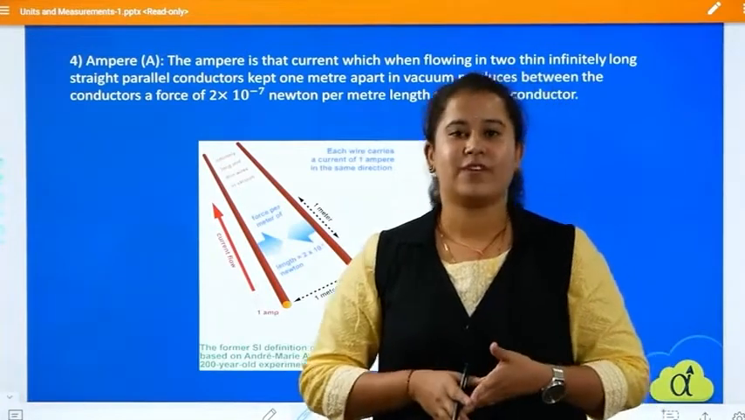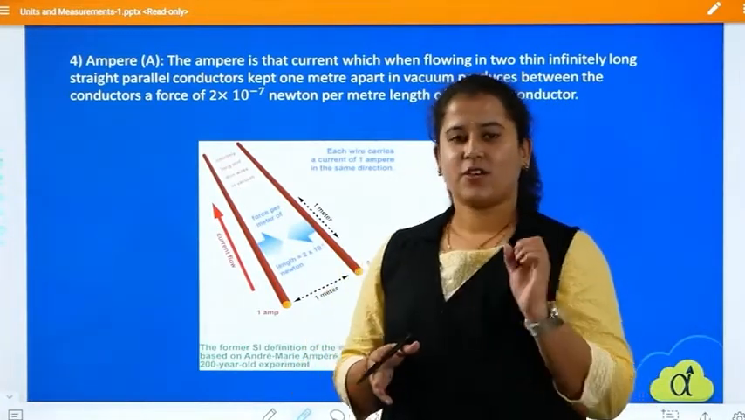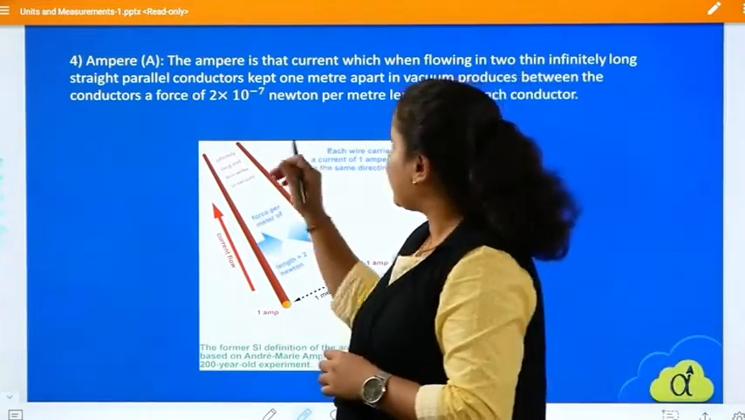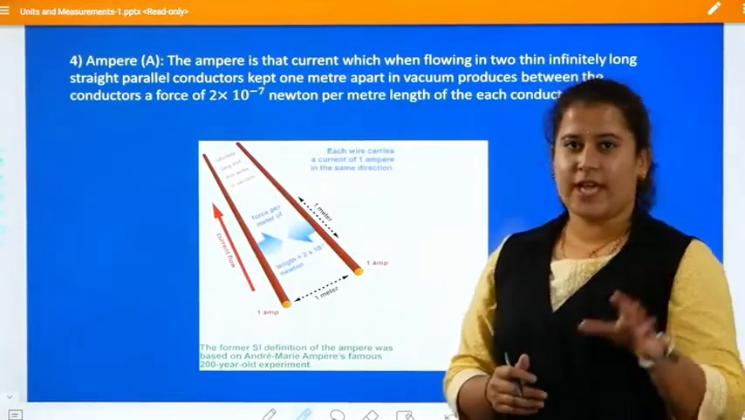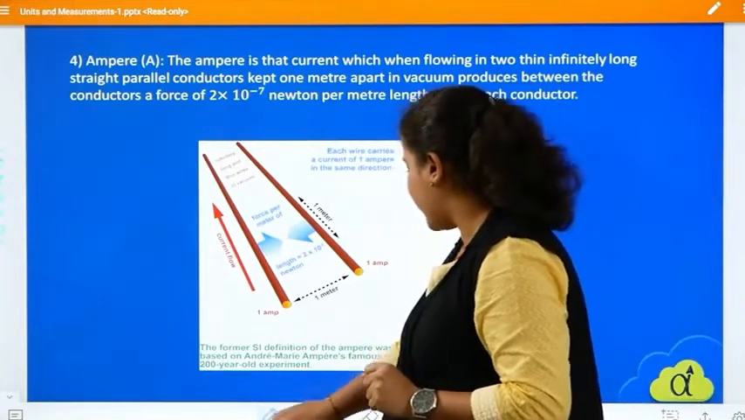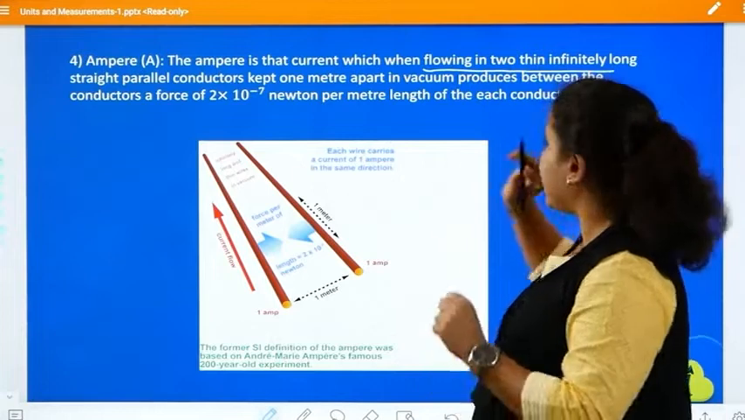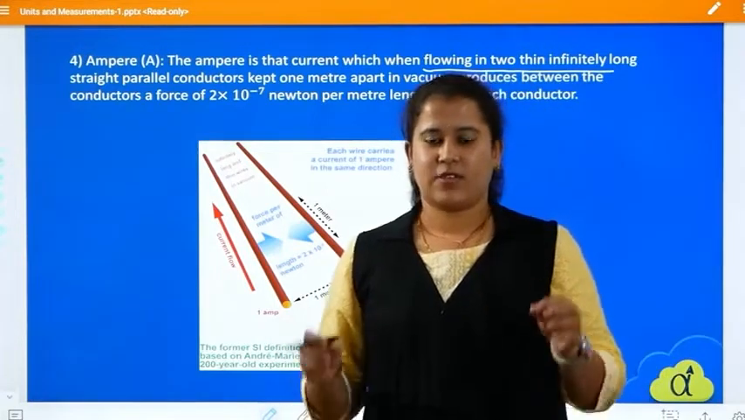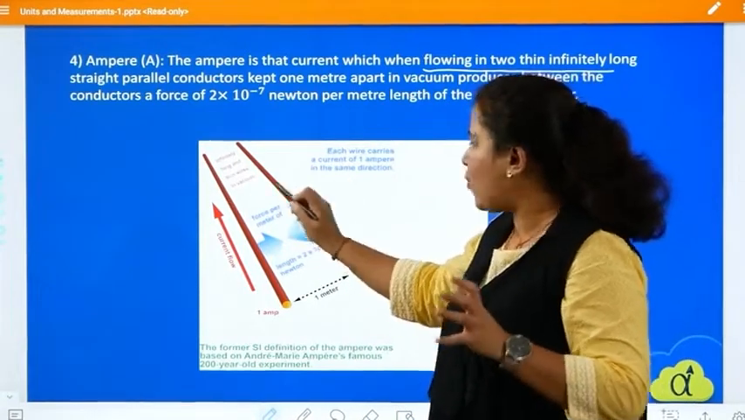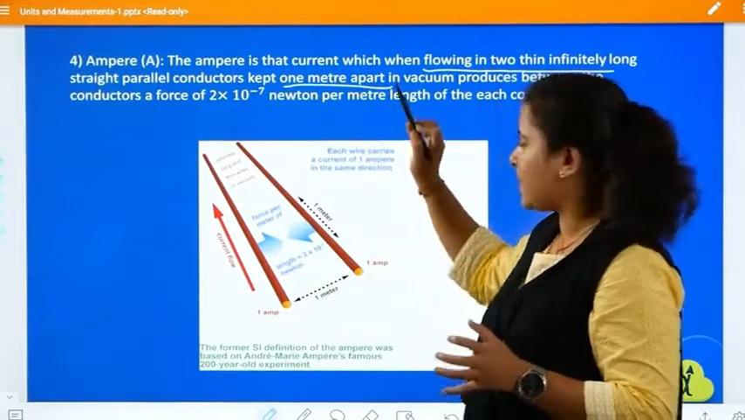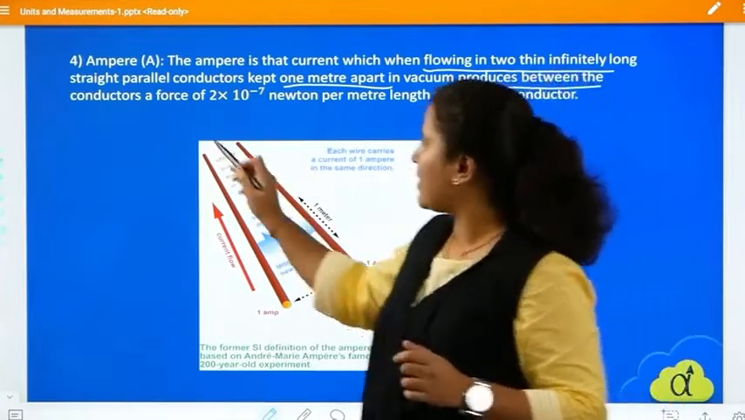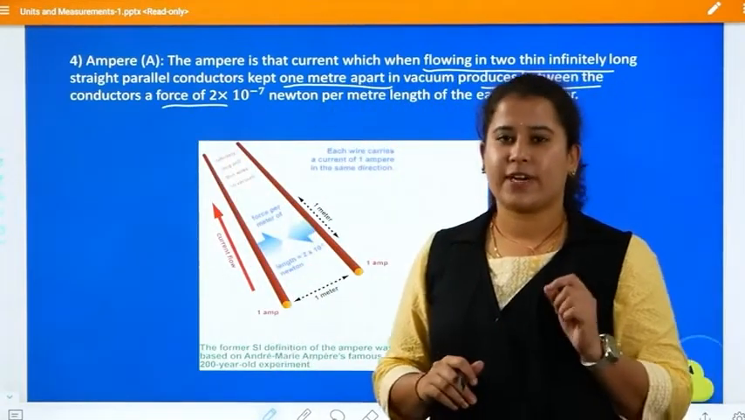So what is the ampere? It is the SI unit of electricity or current. Clear? What is the standard quantity? How will the standard quantity be taken? The ampere is that current which, when flowing in thin, infinitely long, straight parallel conductors, kept 1 meter apart in vacuum, produces between the conductors a force of how much?